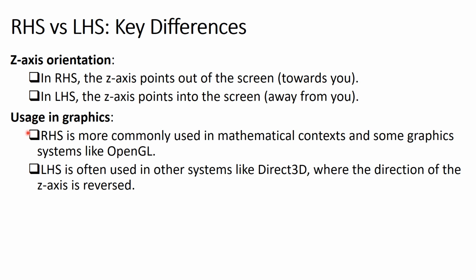الاختلاف الثاني الاستخدامات. ال RHS بيستخدم في الرياضيات بصورة أكبر وفي بعض ال APIs الخاصة بالجرافيكس زي ال OpenGL اللي هو النظام اللي احنا بندرسه في الكورس ده. ال LHS بيستخدم في systems like الدايركت 3D، والدايركت 3D ده هو برضه API في الجرافيكس زي ما عارفين. في الحالة دي قلنا المحور Z اتجاهه بيتعكس وبيبقى pointing into the screen، إلى الداخل من الشاشة بعيدا من المشاهد.